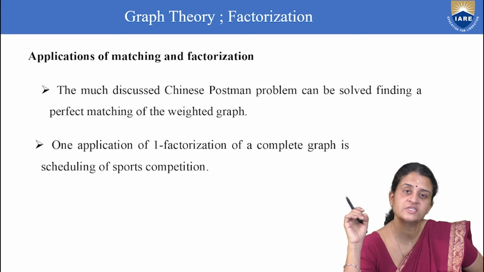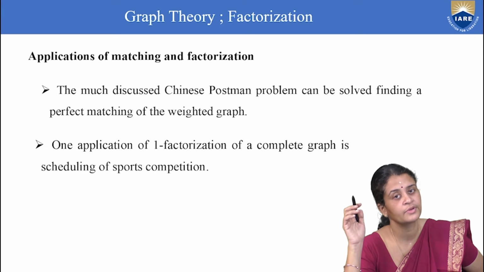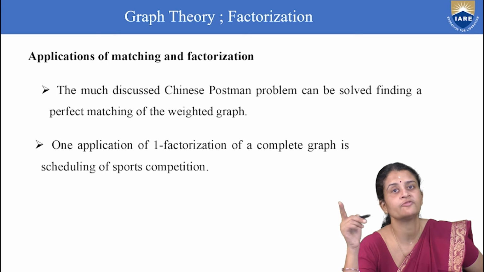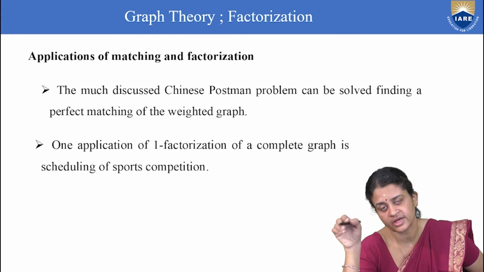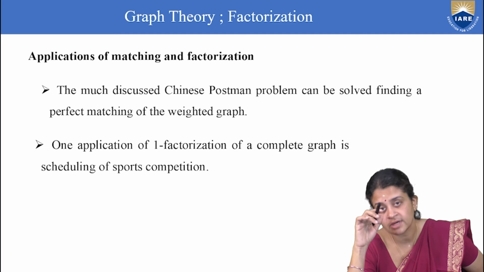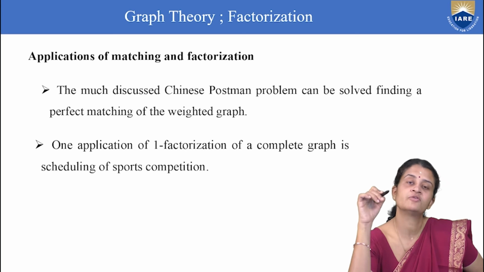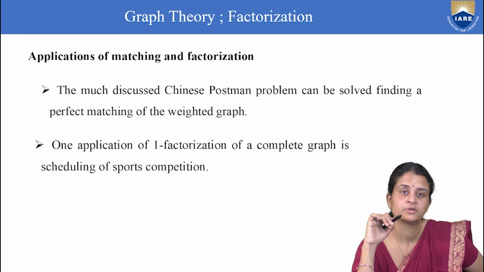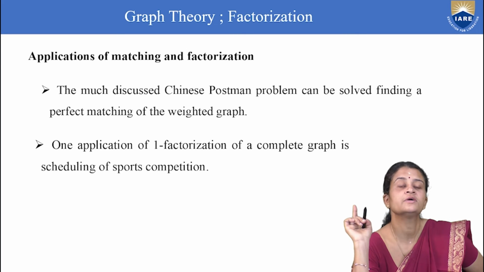We have discussed earlier in our session that it can be solved with the shortest path problem. Later it can be shown that it can be solved by finding a perfect matching of the weighted graph. What does perfect matching mean? It means every vertex is covered, that is, it covers all the points. To cover all the vertices, he has to go through all the edges. And we have to find a perfect matching of the given weighted graph.